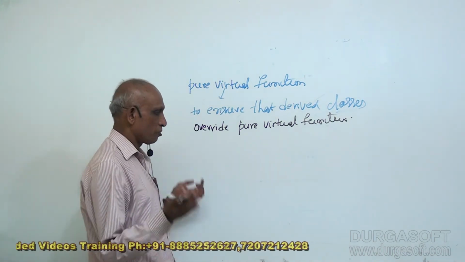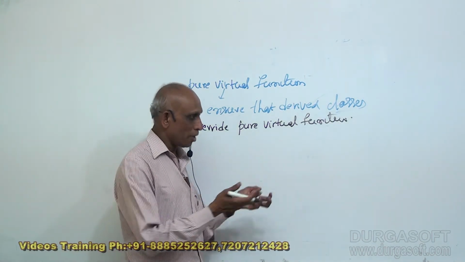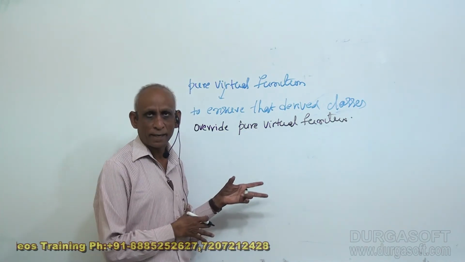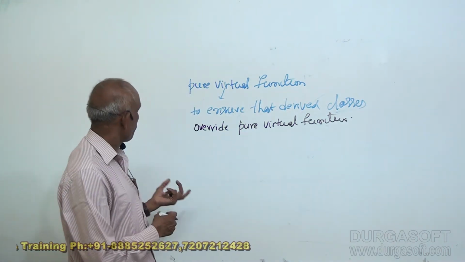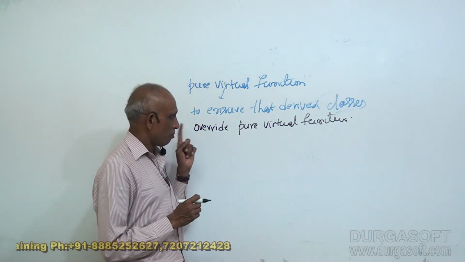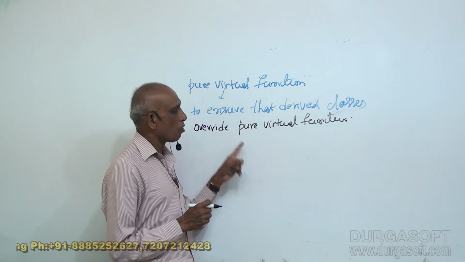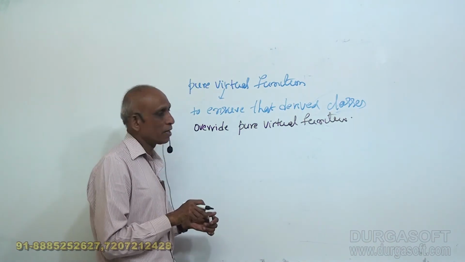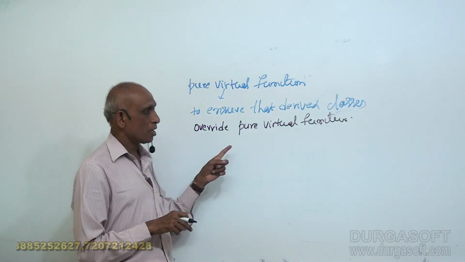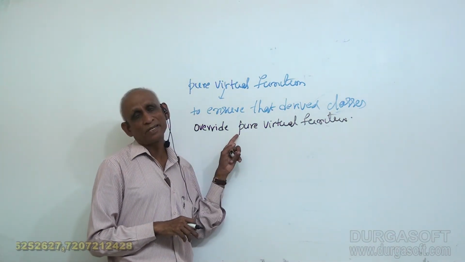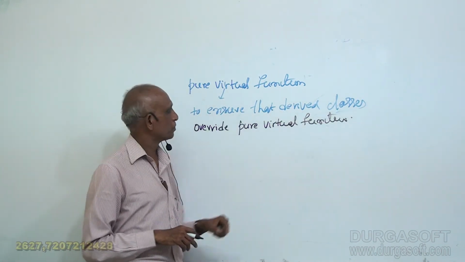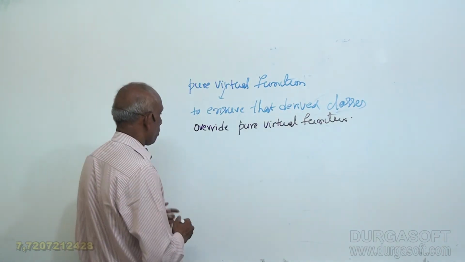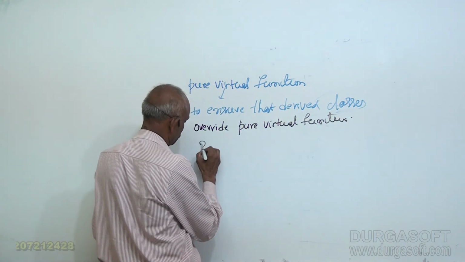So when you want some base class and you want multiple derived classes to derive from that, and we want a particular function to be overridden by all the derived classes, we want to ensure that, then that particular function we make a pure virtual function in the base class. So this is how polymorphism is achieved.